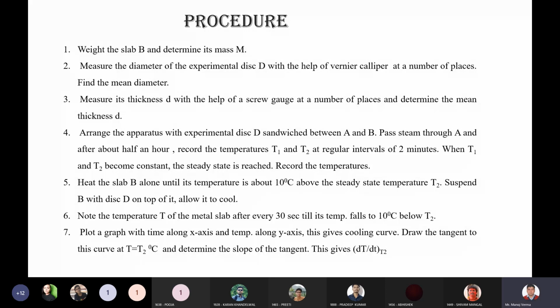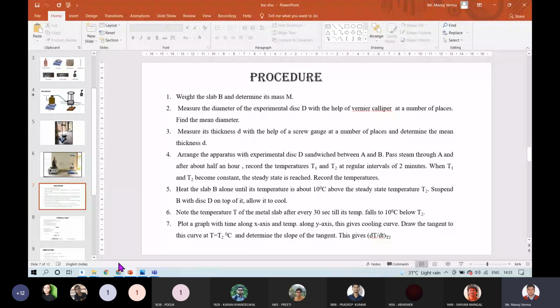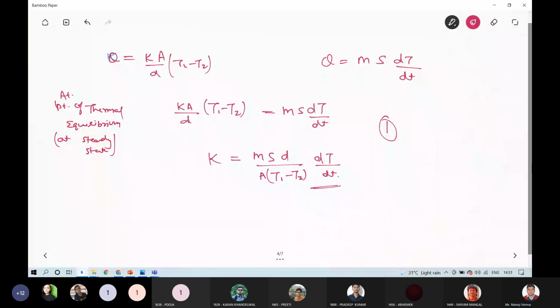Now the second part is, again, I will go to my notebook. See, up to this point, what you have to do is find M in this formula. You have to find M. S is given. You have to find D, you have to find A, and you have to find T1 minus T2. Or you can say, you have completed, you have found this value of heat transfer. You have A, you have D, you have T1 minus T2, you have M and S also.